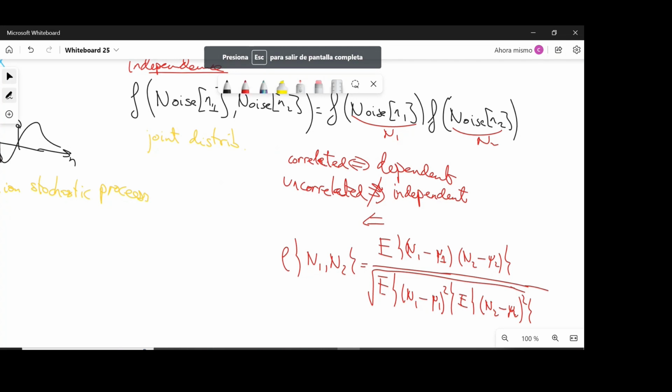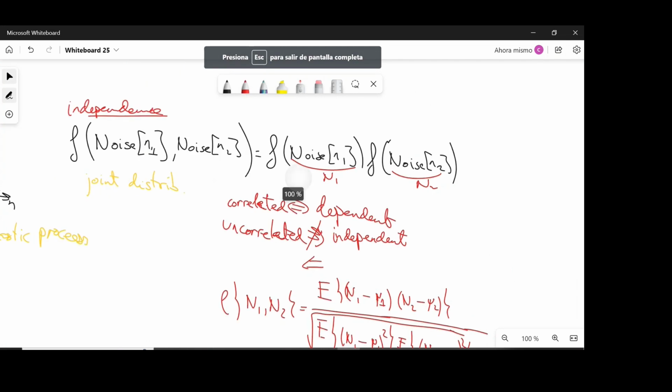So that means that if things are independent, then the correlation is zero. The correlation between these two random variables is zero. In this direction, it works. In the other direction, it doesn't work.